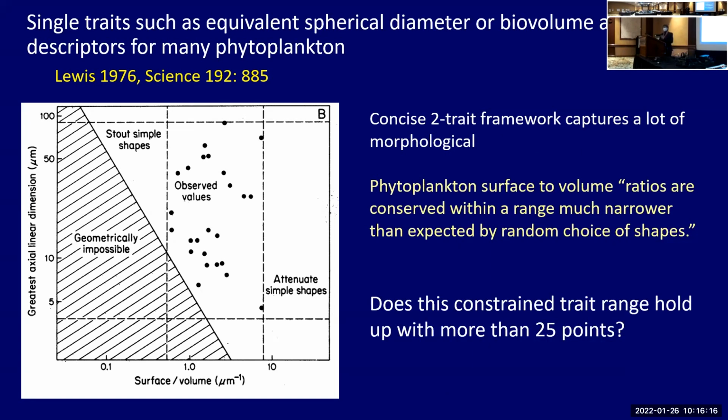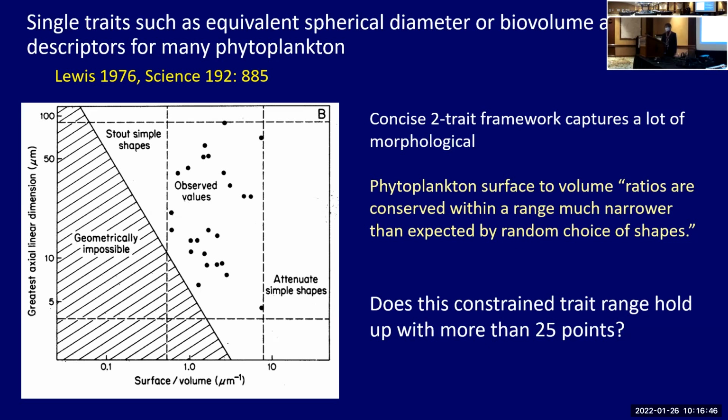Okay, so Lewis concluded that the phytoplankton surface area to volume ratios are conserved within a much narrower range than you would expect if you just made a random choice of shapes. And he suggested that these constraints can give us insights into the adaptive regulation. He also, of course, pointed out that we needed more studies to confirm these constrained ranges. So this brings me to, okay, what do we find if we look at a few more than 25 points?